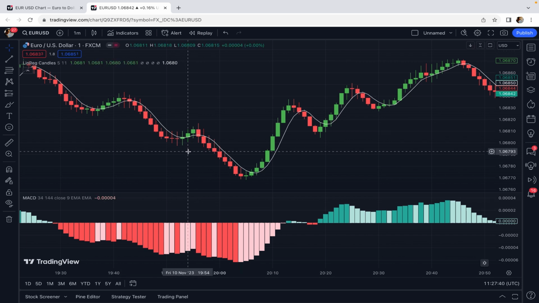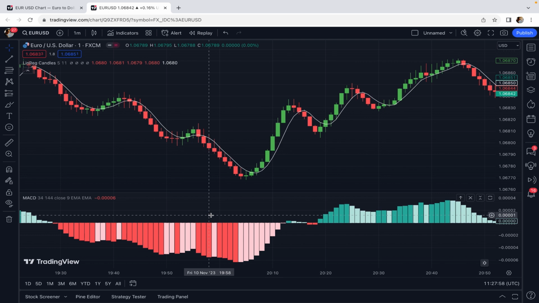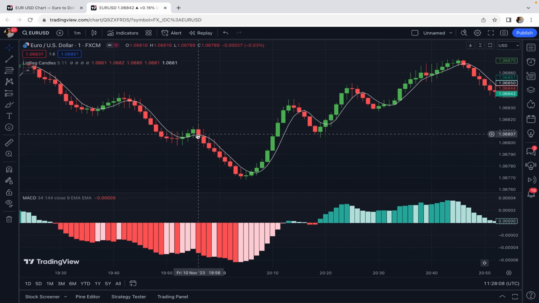Alright, trading based on this strategy is very easy, and you just need to be focused on the signals that you get from these indicators. We use this MACD to help us with the trend of the market. When it's red, the market is trending down, and when it's green, the market is trending up. Then with the help of this indicator, we identify pullbacks and the end of the pullbacks.